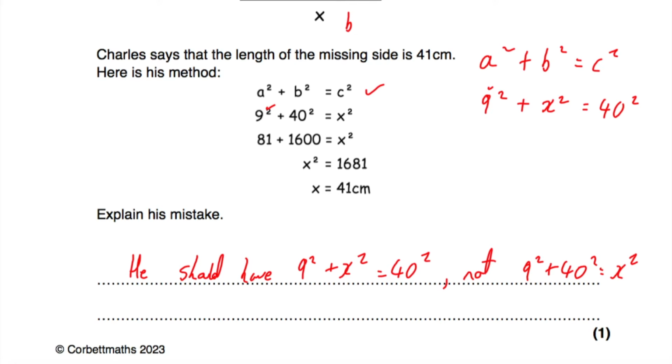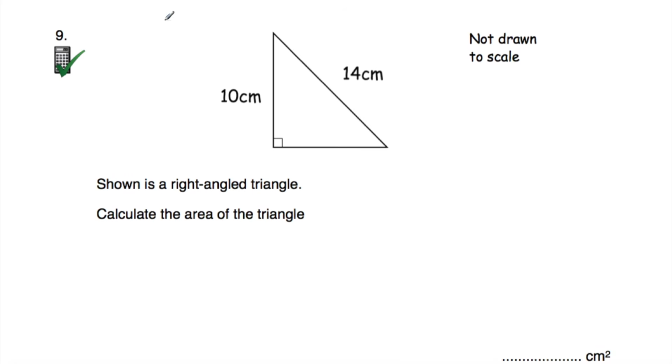And that's it. Okay, let's have a look at our next question. So question number 9, we've got this triangle, and the height of the triangle is 10 centimeters. The length of the hypotenuse, the side opposite the right angle, is 14 centimeters, and we've got the base, which we don't know. Let's just call that X. We've been told that it's a right angle triangle, and as you can see, it is, and we've been asked to calculate the area of the triangle.